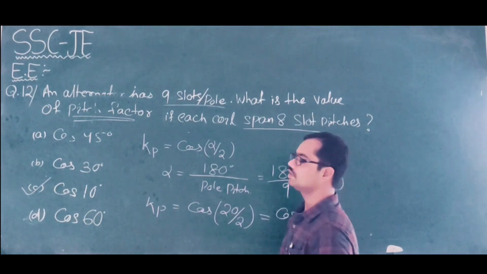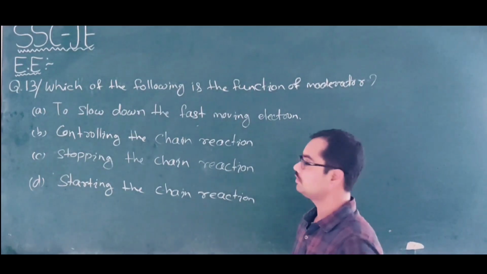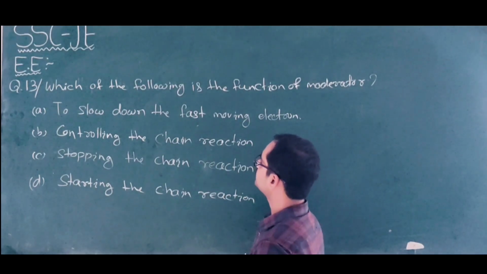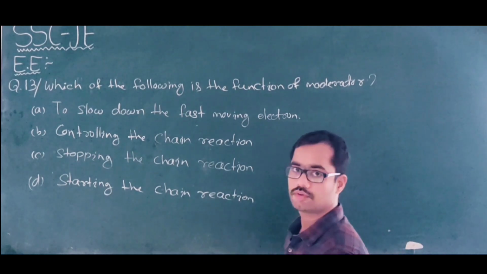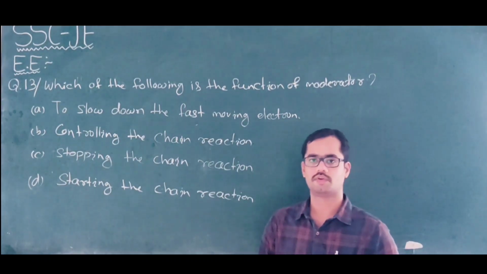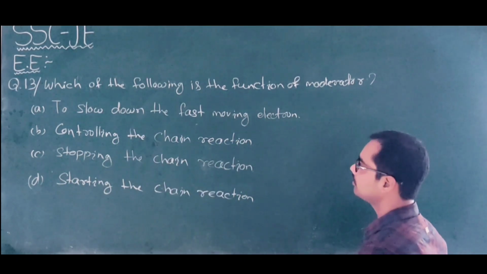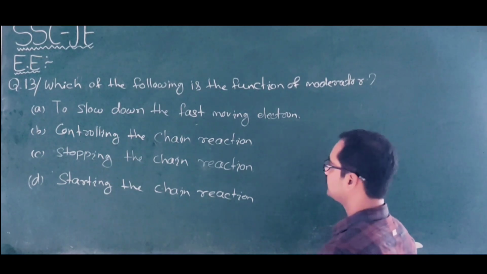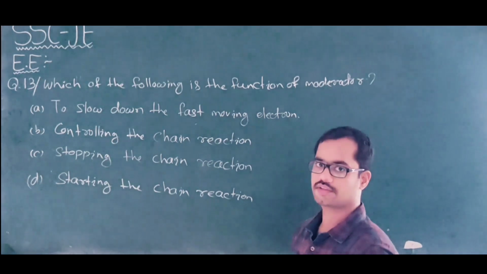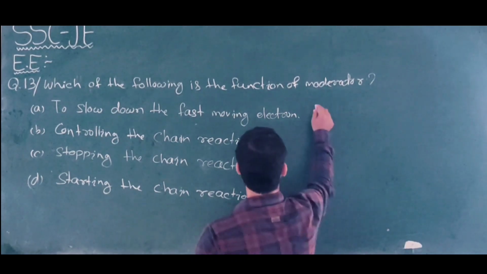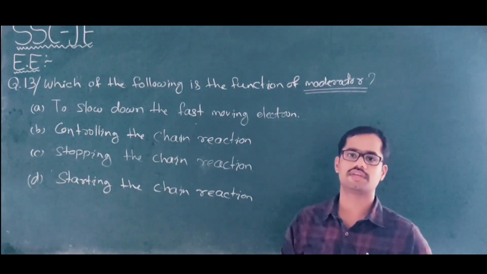So moving to the next question, question number 13. Which of the following is the function of moderator? Okay, so you know that moderator is a part of a nuclear power plant. The options are to slow down the fast moving electron, controlling the chain reaction, stopping the chain reaction, and starting the chain reaction. Okay, so the moderator's basic function is to slow down the chain reaction.